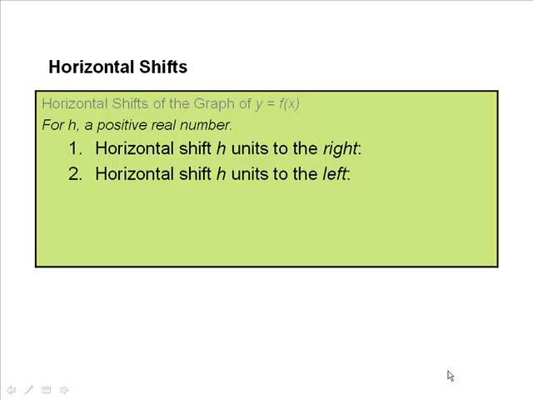Now, when we talk about a horizontal shift, we're talking about a parabola that's going to be shifted to the left or to the right. For h, a positive real number, a horizontal shift h units to the right means that the sign in the function is going to be minus. A horizontal shift h units to the left means that the sign is going to be plus in the function. So in the parentheses, we do just the opposite of the sign.